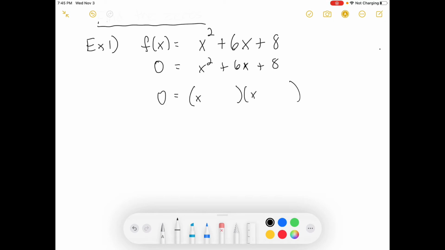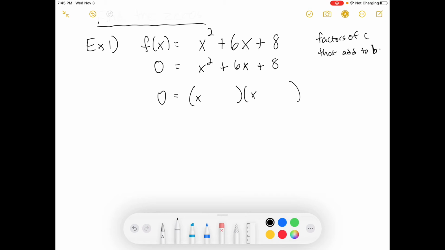Okay, and then we're going to find factors of c. What times what would equal c, or 8, that add to b? So what times what gives me 8? You've got a couple of options. And then take those numbers, and they have to add to 6.